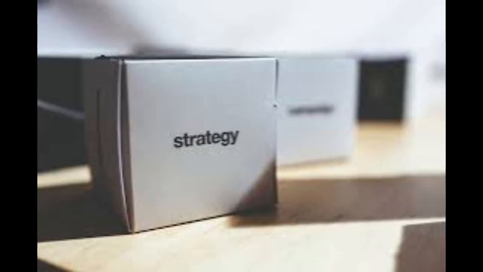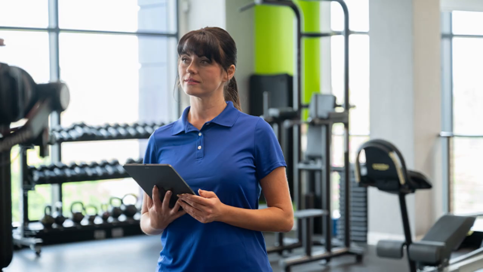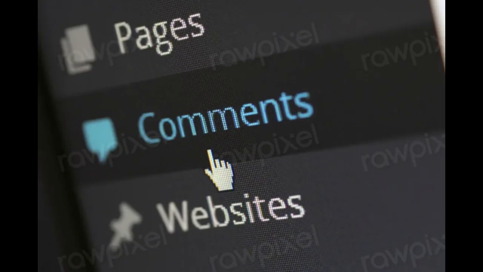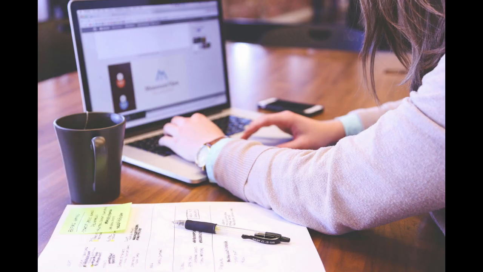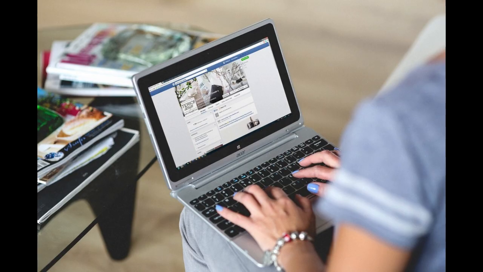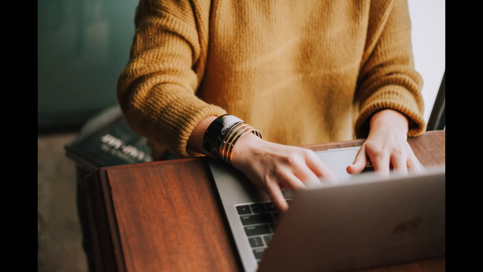Step 1. Understand affiliate marketing. Before diving into AI tools, you need to understand the fundamentals of affiliate marketing. What is affiliate marketing? It's a performance-based marketing model where you promote other people's products and earn a commission for every sale or lead you generate through your unique affiliate link.